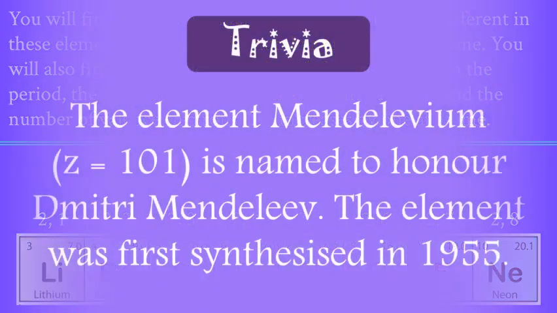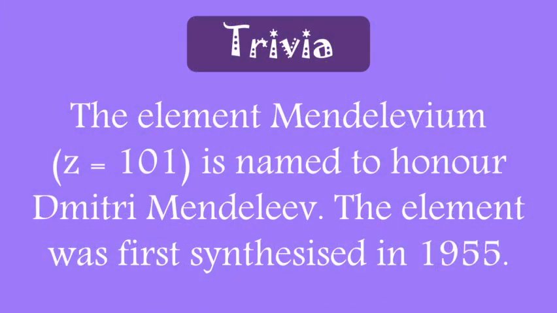Here is a trivia for you. The element mendelevium, atomic number 101, is named to honor Dmitry Mendeleev, who created the first periodic table. The element was first synthesized in 1955. Synthesized means made artificially in a lab. That is known as synthesized.